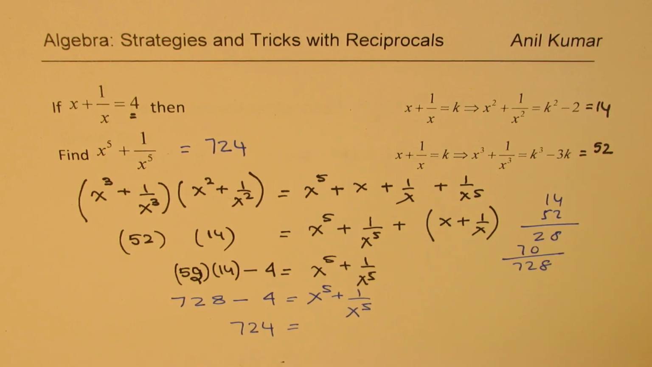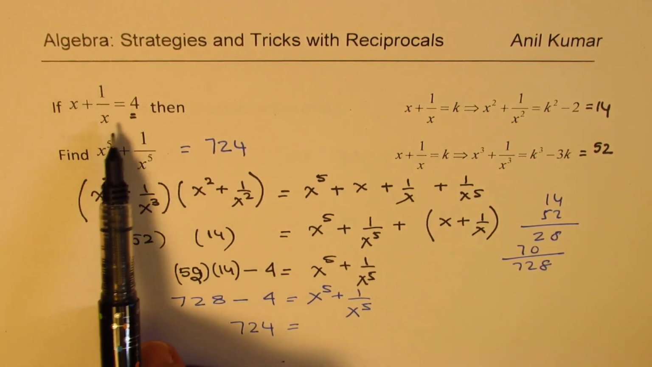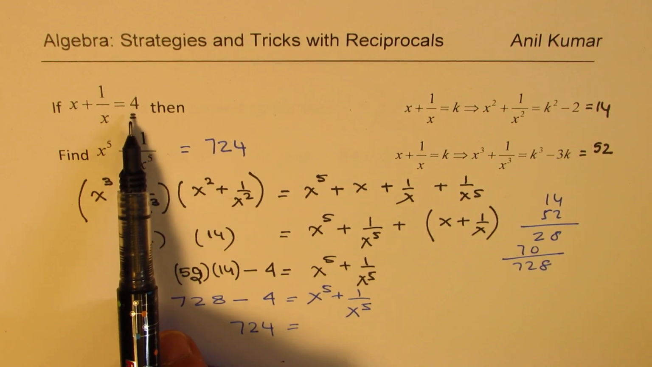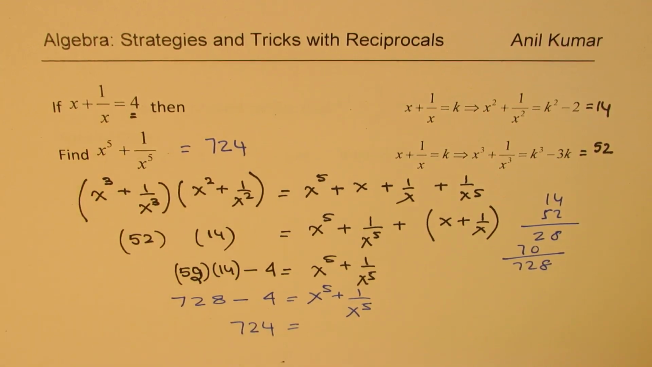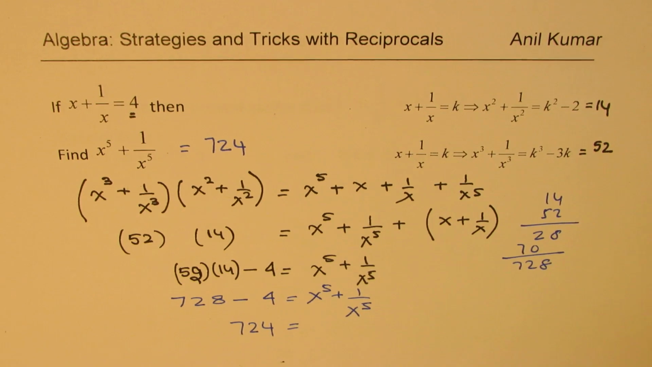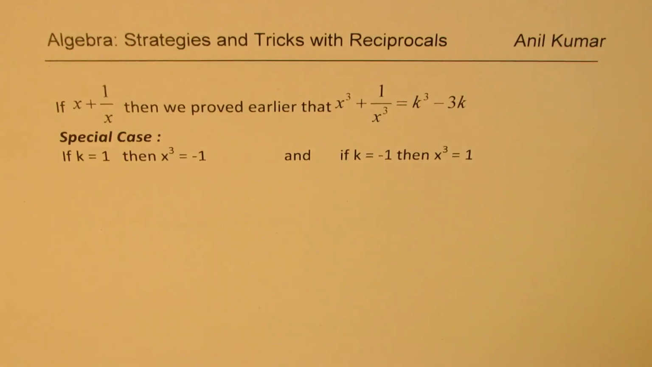6 means you can go one more level, right? Cube square. So that is how we could actually solve all questions related with x plus 1 over x equals to some constant. I hope that makes sense, right? So let's move forward and take a few more practice questions.